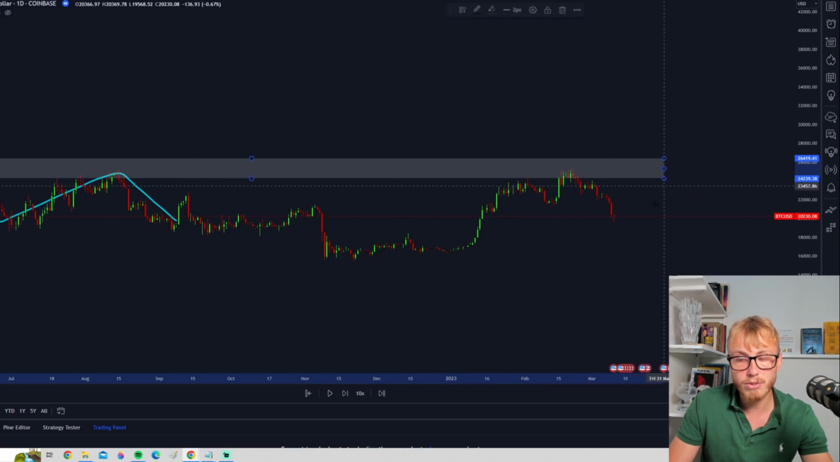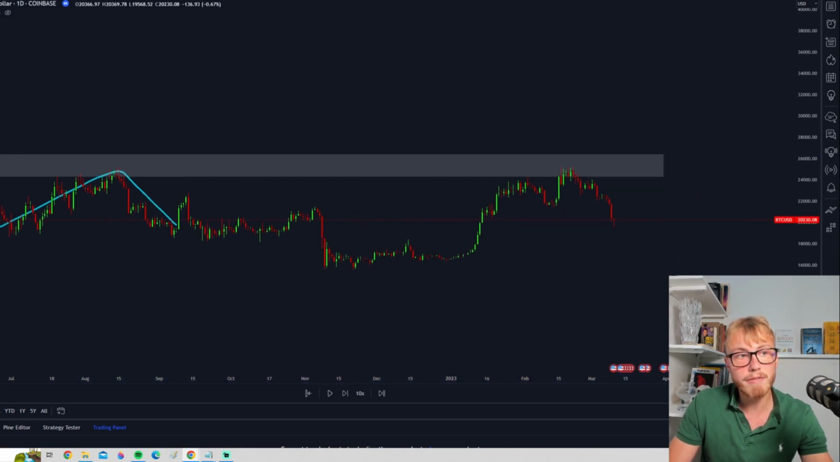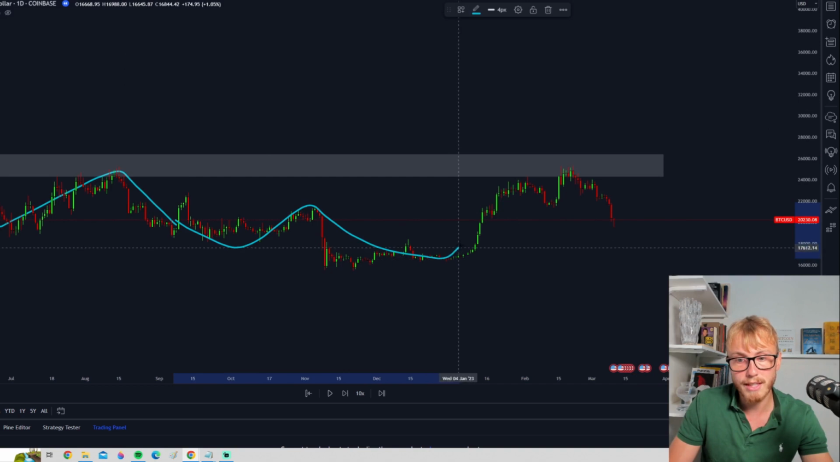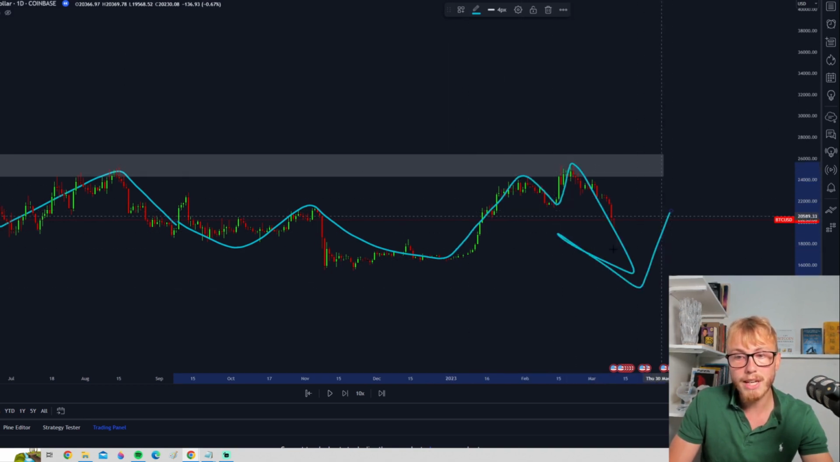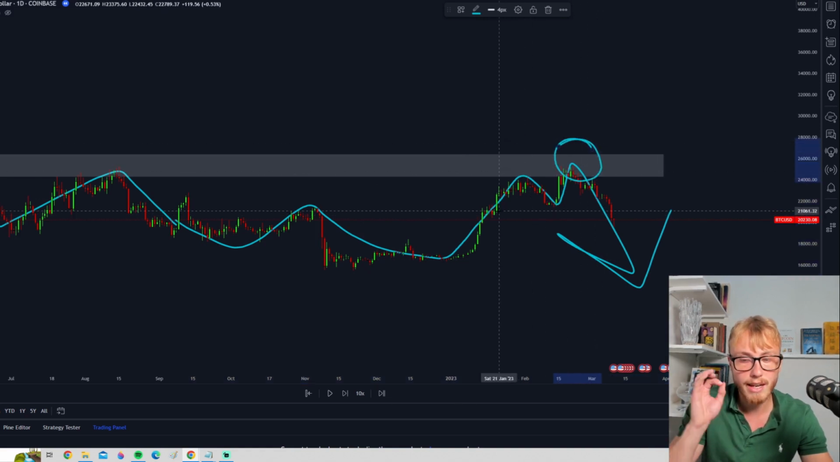We continue to draw this resistance, and we can see that it took a very long time for the price to once again reach this resistance. But once we reached it, we got a strong reaction to the downside, and this resistance held.